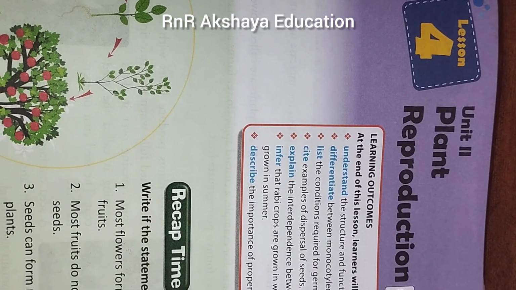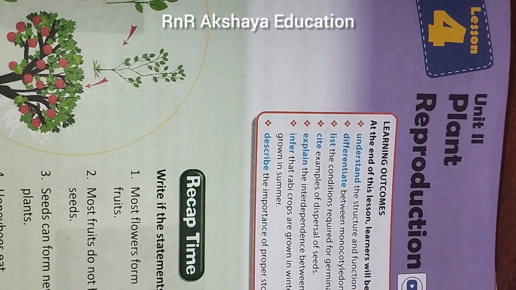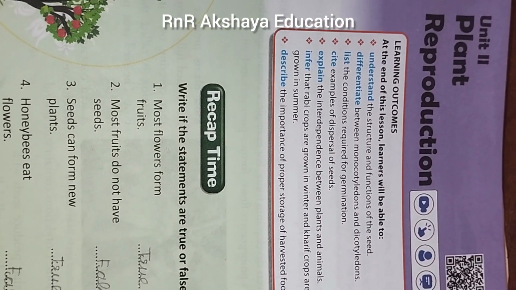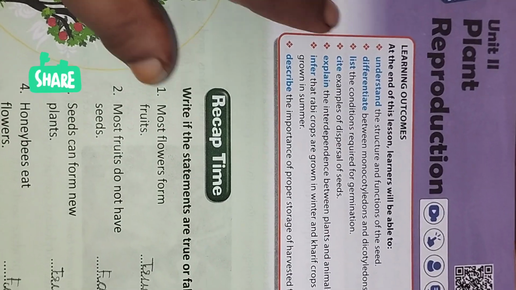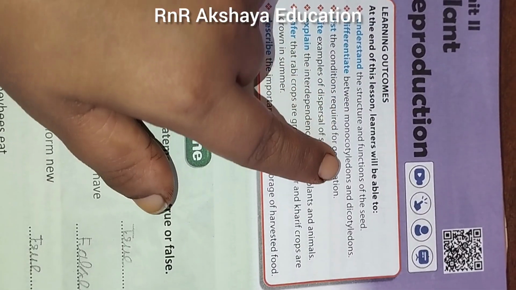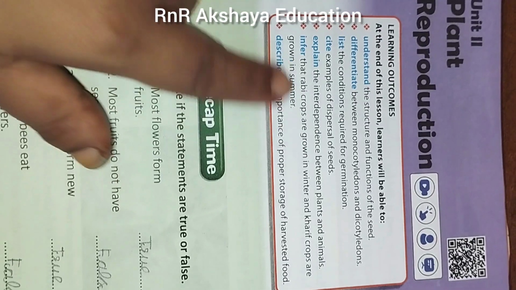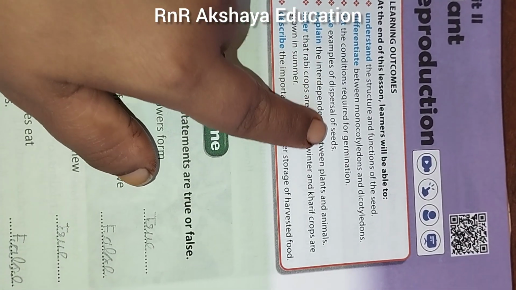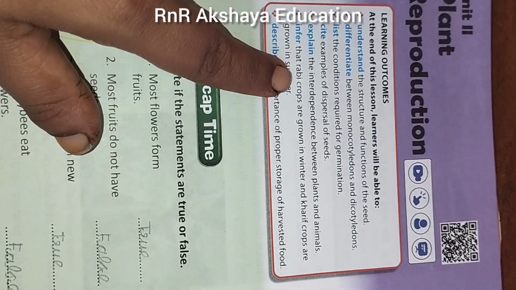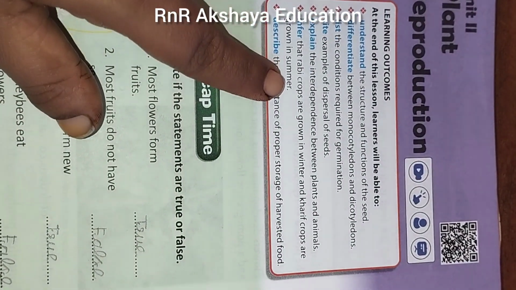So today I am going to teach you Science Lesson 4, Unit 2, Plant Reproduction, Class 5. After this lesson, you will be able to understand the structure and function of the seed, differentiate between monocotyledons and dicotyledons, list the conditions required for germination, cite examples of dispersal of seeds, explain the interdependence between plants and animals, and infer that rabi crops are grown in winter and kharif crops are grown in summer.